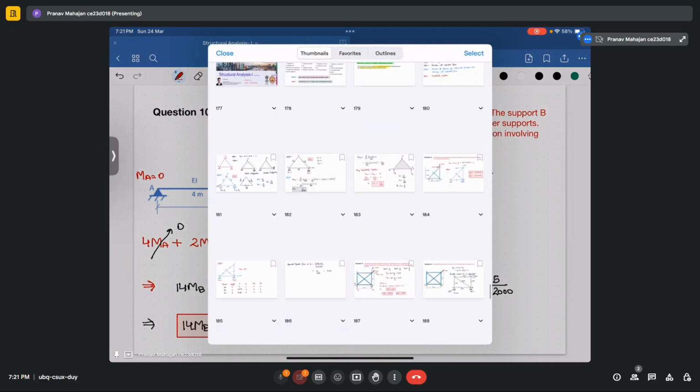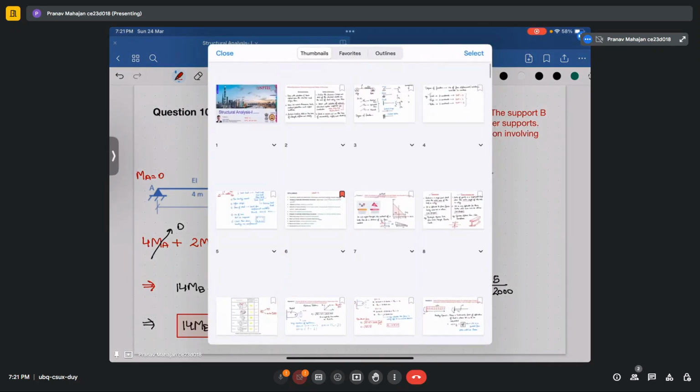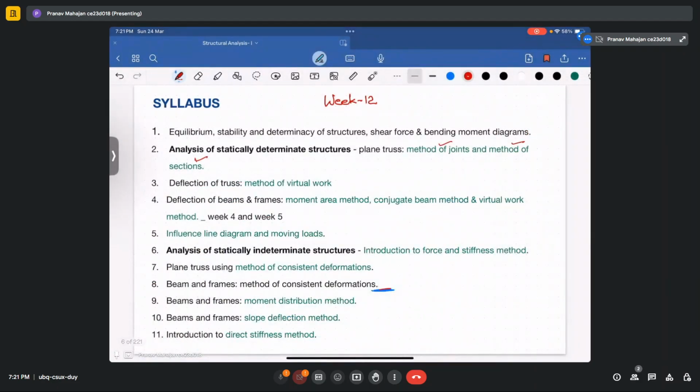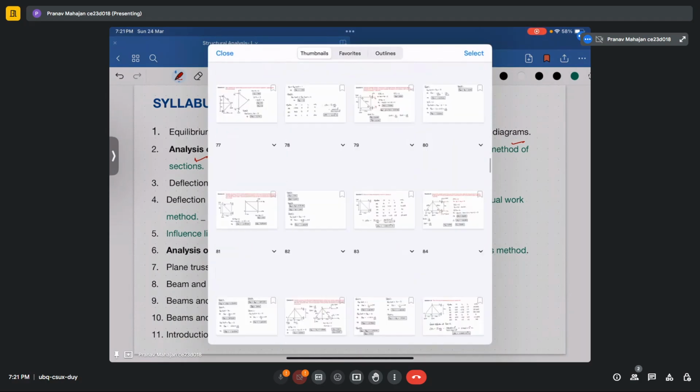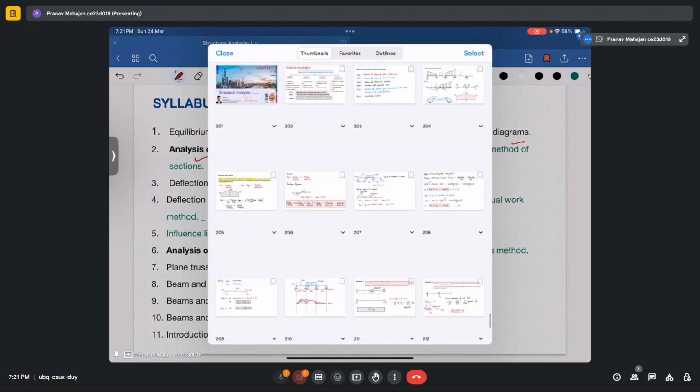So till now, we have covered the method of consistent deformation. The only topics that are left for this course are to solve statically indeterminate structures, beams and frames, using the moment distribution method and the slope deflection method, and then we will give you a brief introduction to the direct stiffness method. Problems related to what we have covered in this week 9 are shown to you.